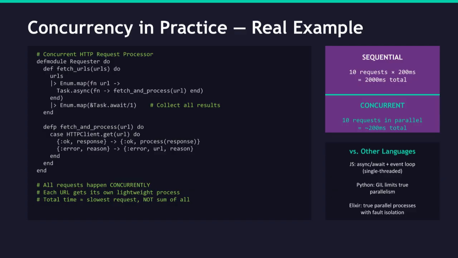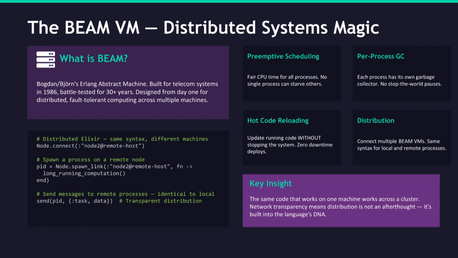Compare this to other languages. JavaScript uses async with a single-threaded event loop, concurrency without true parallelism. Python's global interpreter lock limits true parallelism even on multi-core machines, but Elixir gives you true parallel processes with built-in fault isolation. Each task is isolated, so if one URL fetch fails, it doesn't take down the others. This is what makes Elixir compelling for real-time systems, APIs, and anything that needs to handle lots of things happening at once. Much of what makes Elixir work comes from its runtime, the Beam virtual machine.